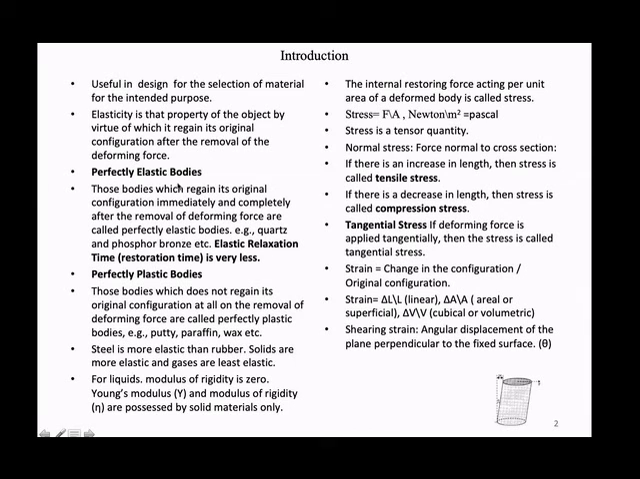See, there are perfectly elastic bodies like quartz, phosphor bronze. They immediately come back to their original configuration after removal of the force. And again, there are perfectly plastic bodies like wax, paraffin, putty. Once you compress them, they remain in the same position. So they are perfectly plastic, but they will not regain their position. See, steel is more elastic than rubber because if I stretch steel within its elastic limit, it regains its position very fast. Rubber will stretch and it will take time to regain its position. So that is why steel is more elastic than rubber.